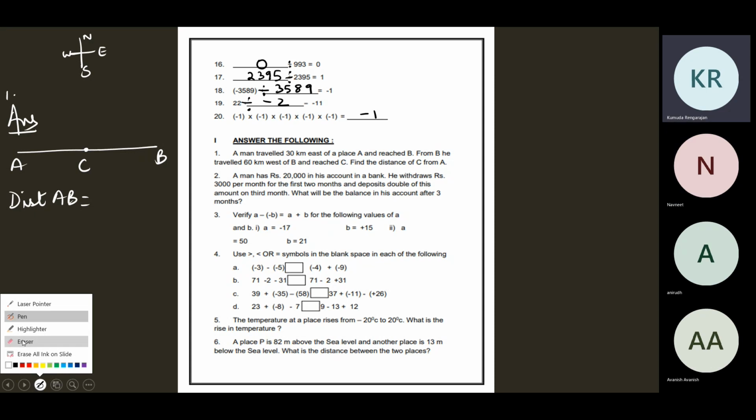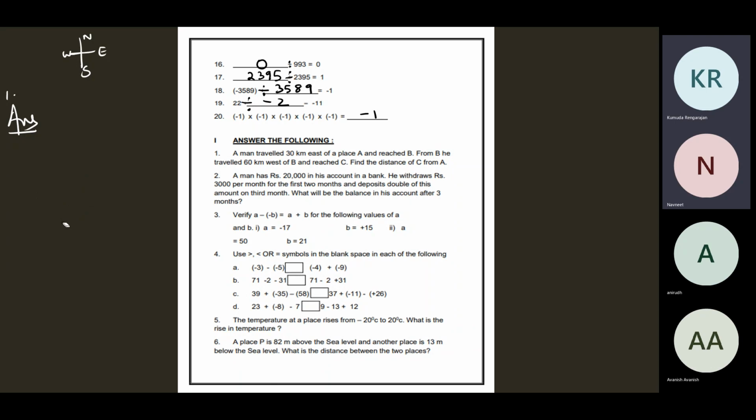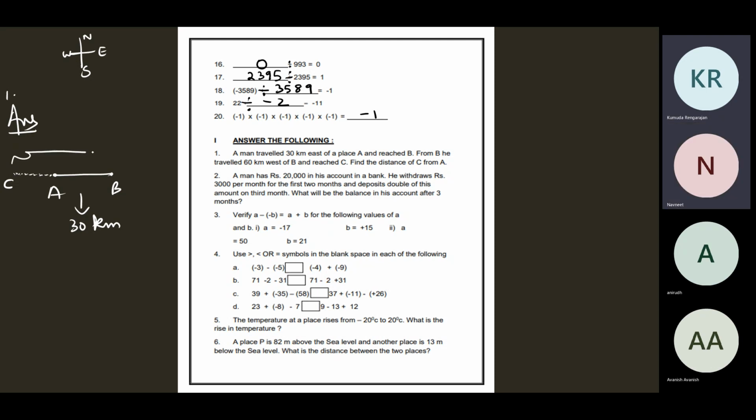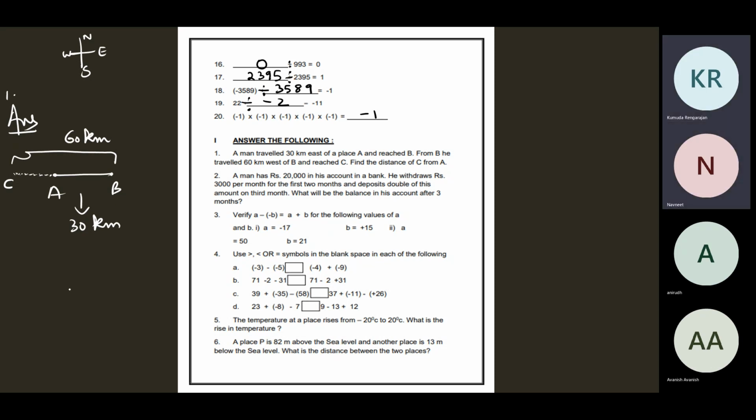Then C is beyond A. AB, this is 30. And then he goes, so he's going beyond this because 60 kilometers. And this full thing is 60. Now tell me, what have you written?